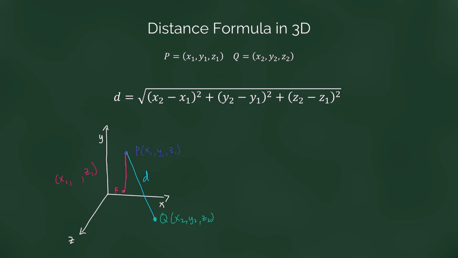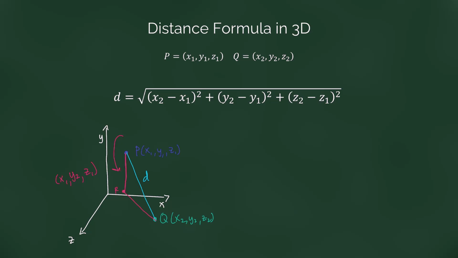Similarly, if we connect this to R and Q, then we can see that R has the same y coordinate as Q. So it has the same x coordinate and z coordinate as P, and has the same y coordinate as Q when we draw that segment. So its coordinates are x1, y2, z1.